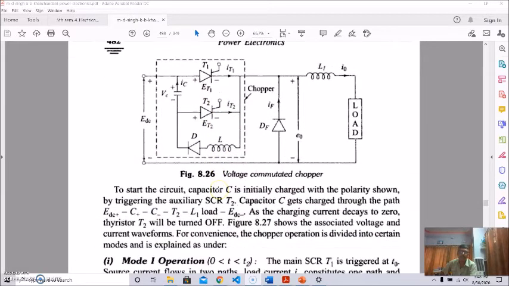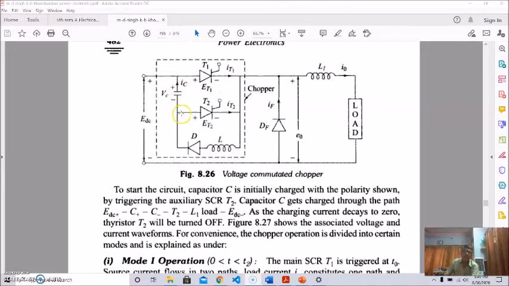To start the circuit, capacitor C is initially charged with the polarity that is shown here. The upper plate is positive and the lower plate is negative. The capacitor C is charged by triggering this SCR T2. If SCR T2 is triggered, this will be the charging path. This capacitor will be charged in this way.